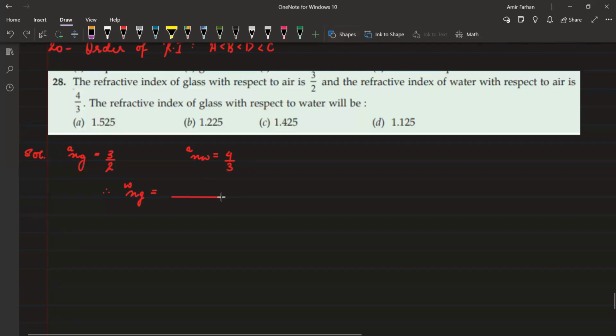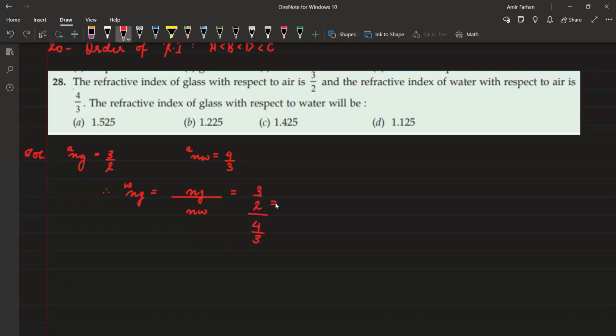The absolute refractive index of glass will be in the numerator. The absolute refractive index of water will be in the denominator. So the refractive index of glass with respect to water in terms of absolute refractive indices. Is this clear to all of you? Please let me know. Yes, sir. Okay. So it is 3/2 divided by 4/3.